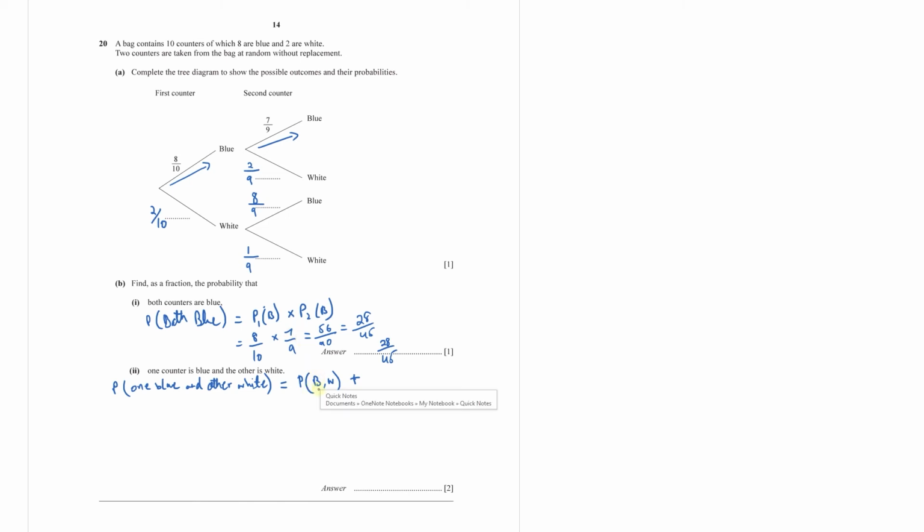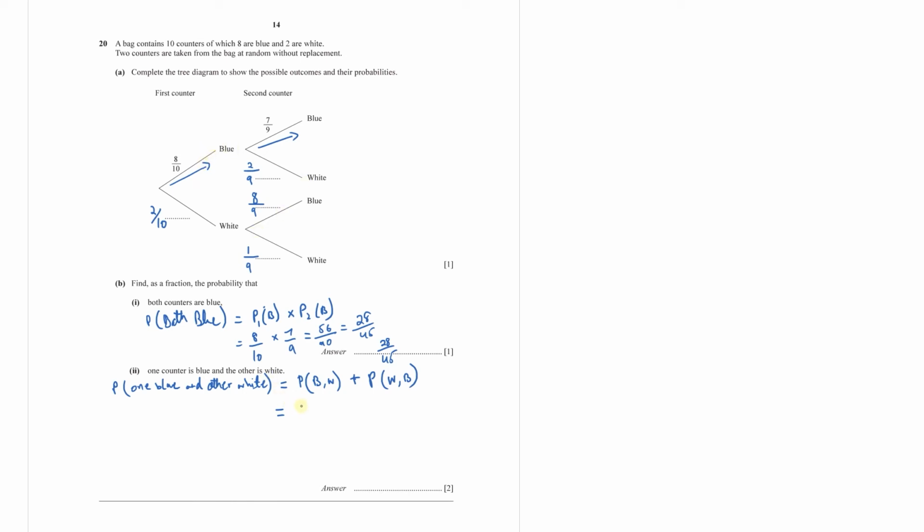So probability of getting blue and then white, or probability of getting white and blue. So either of these two cases will give you one counter that is blue and one counter that is white. So what is the probability of getting blue and white? So blue and then white.